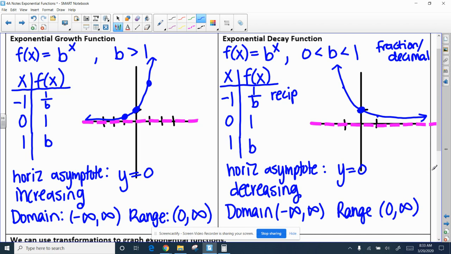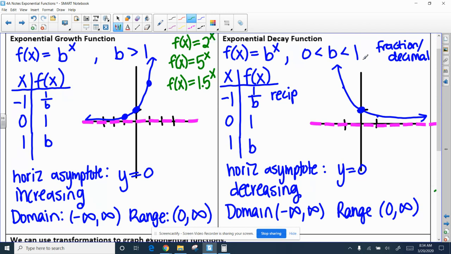So that's what our exponential growth and exponential decay functions look like. So I'm going to just give you a couple of examples of what the b values can be, so you can understand. So for exponential growth, we said b has to be greater than 1. So that could be something like we just saw, f of x equals 2 to the x power. Or it can be something like f of x equals 5 to the x power. Or it can be f of x equals 1.5 to the x power. Either way, the number, the base, is greater than 1.